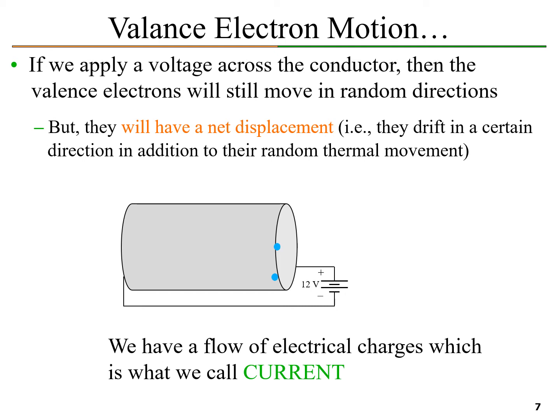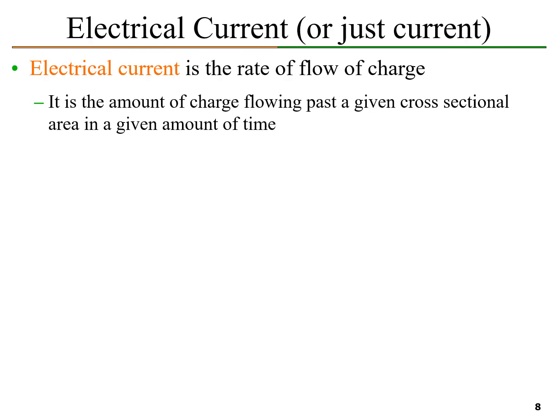In the previous slide, those electrical charges were just randomly moving around with no net displacement. That was not current. Current involves the flow of electrical charges. Strictly speaking, electrical current is the rate of flow of charge. It is the amount of charge flowing past a given cross-sectional area in a given amount of time.